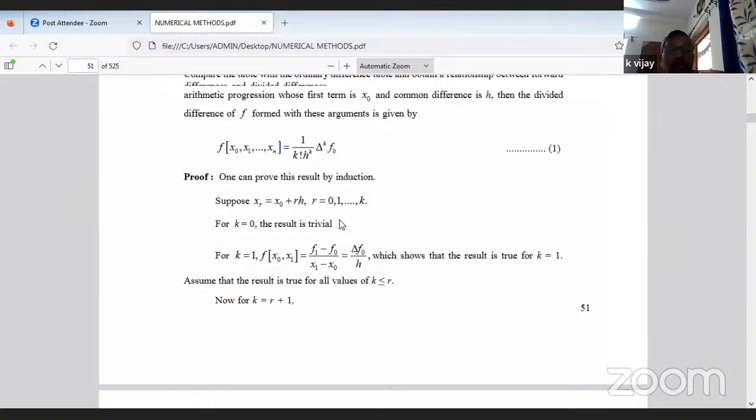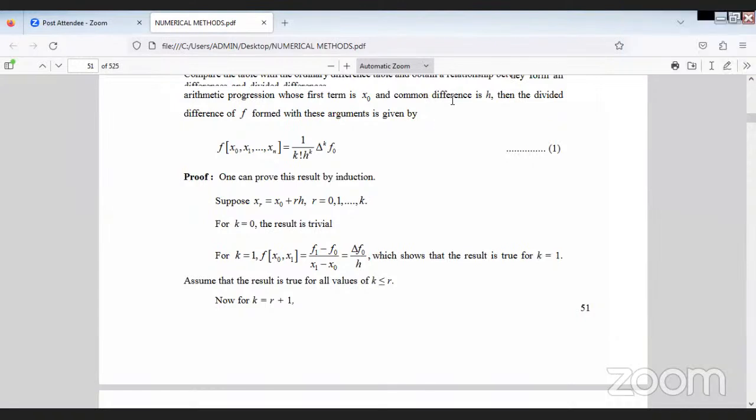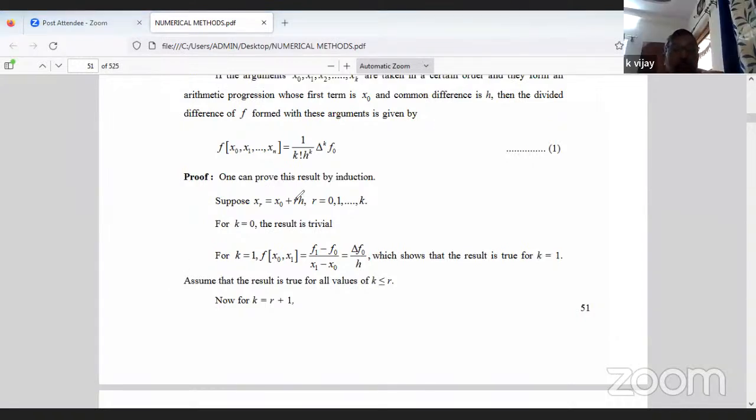By the result we have xr is equal to x0 plus rh, where r is equal to 0, 1, up to k. So we are substituting k is 0 here. What is the value? It is 0. Then we are substituting 1 here, so x0, x1 are being substituted.